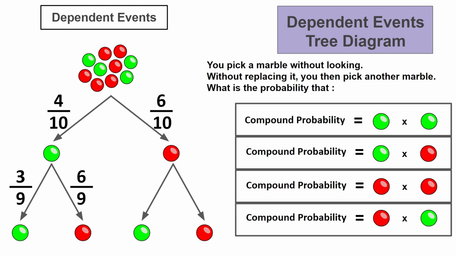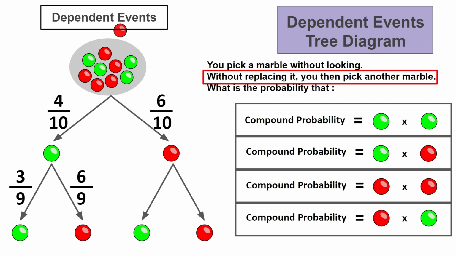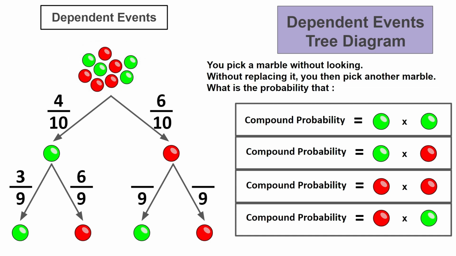Now remember, we've already determined that these events are dependent since you did not replace the marble before taking another marble. So, just like with the green marble, if you first picked a red marble and did not replace it, the total number of possible outcomes changes. So, since the red marble was not replaced, there are now a total of 9 marbles in the bag. 4 are still green and 5 are now red. So we've completed our tree diagram showing all possible outcomes.